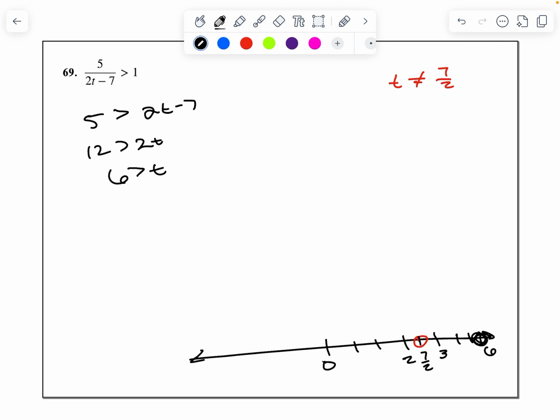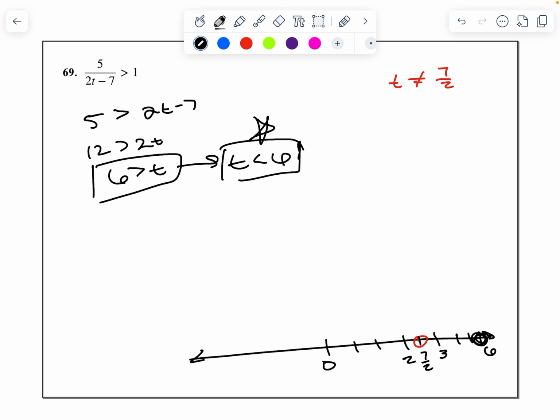If 6 is greater than t, that's the same thing as saying t is less than 6, right? These are the same exact statement. 6 is greater than t is the same thing as t is less than 6. I can use this one and know that I need to graph to the left. And so I need to graph to the left, but I also need to avoid that red open circle. Here, I'll do it in blue. I need to shade this way, all the way out, avoiding that red open circle.